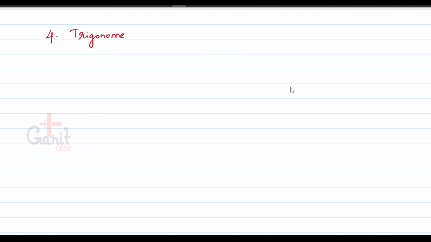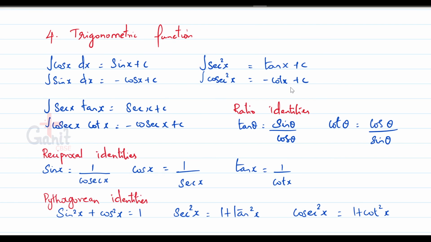Trigonometric function. There are some formulas and identities for trigonometric functions. I'm going to write everything here. These are all the formulas for trigonometric functions: integration of cos x, integration of sin x, integration of secant square x, integration of cosecant square x, integration of secant x tan x, integration of cosecant x cot x.